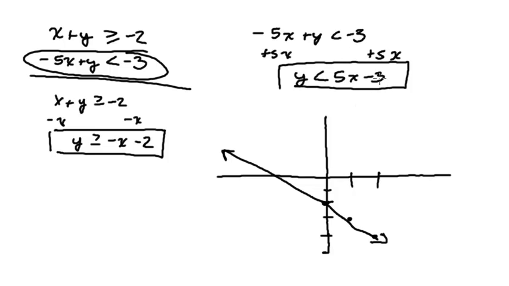Now I'm going to graph this one. This one has a y-intercept of negative 3, and a slope of 5. So up 5 and over 1. Now notice here I don't have an equal to, so I'm going to need to put a dotted line.